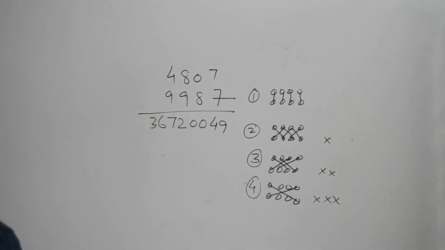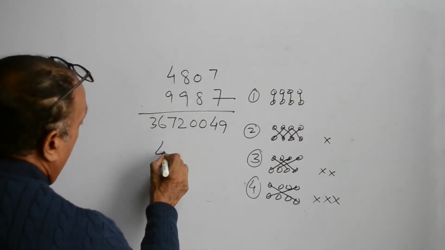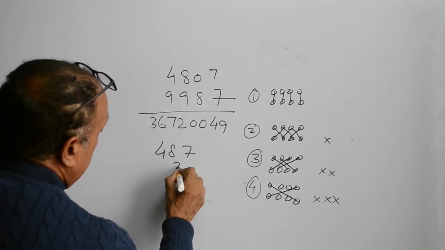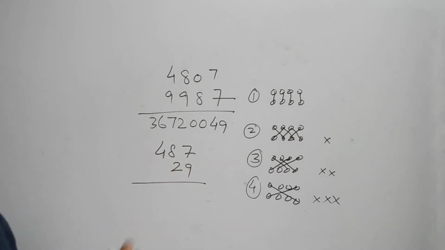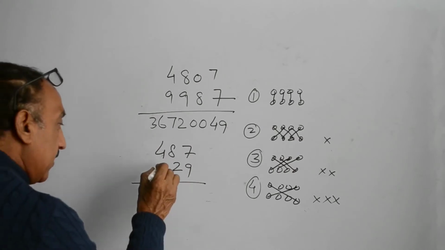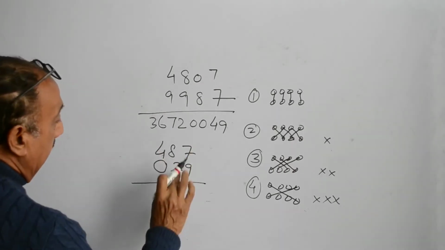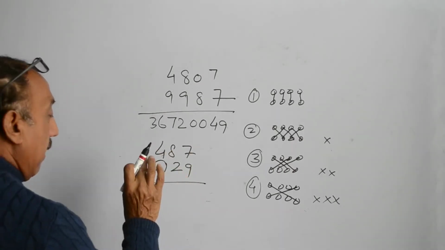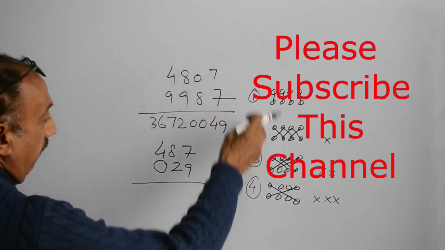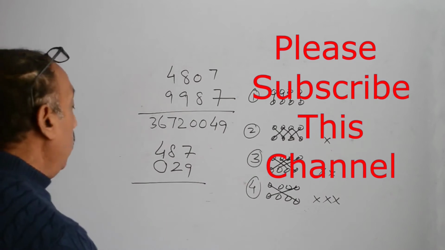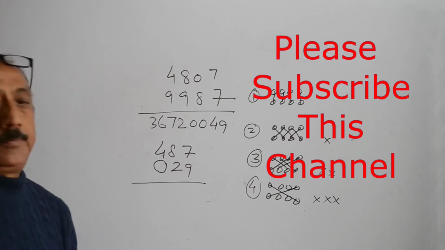Now one more thing, we want to multiply 487 by 29. So when the digits are not equal, put a 0 over here. Now we have a 3-digit number multiplied by another 3-digit number, and now we can follow the same method to do our multiplication.